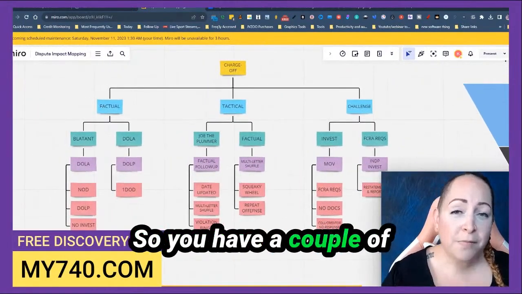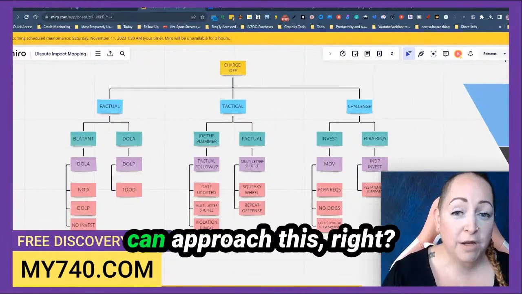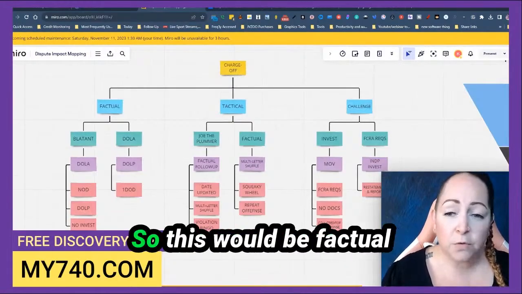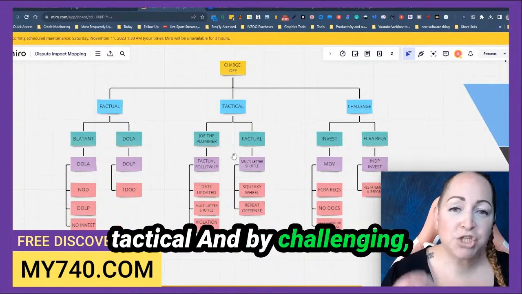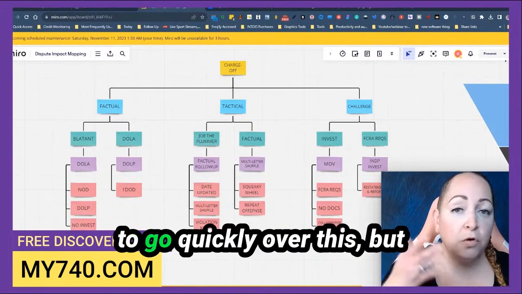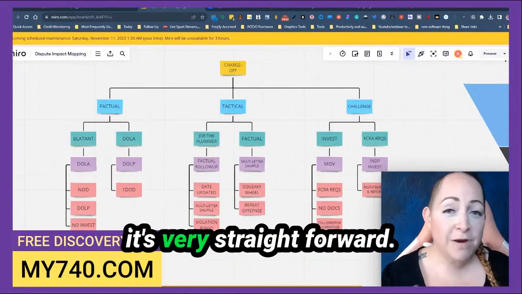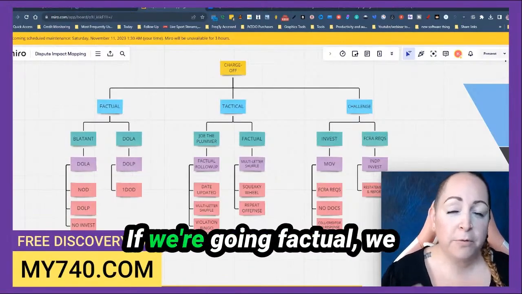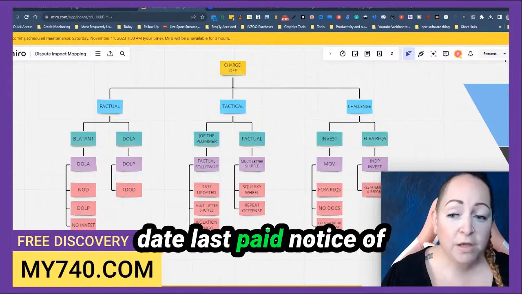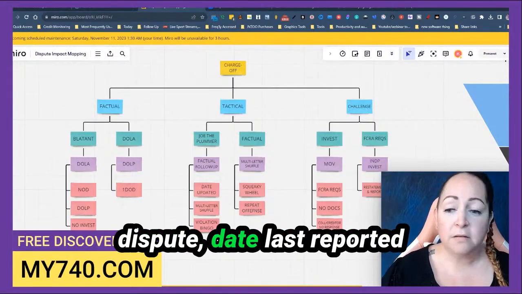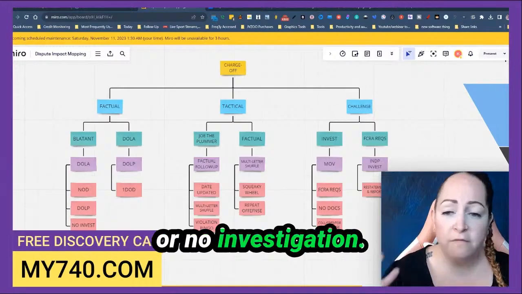So you have a couple of different ways that you can approach this, right? So this would be factual, tactical, and by challenging, all right? And we're going to go quickly over this, but it's very straightforward. If we run factual, we have blatant inaccuracies, date last paid, notice of dispute, date last reported, or no investigation.